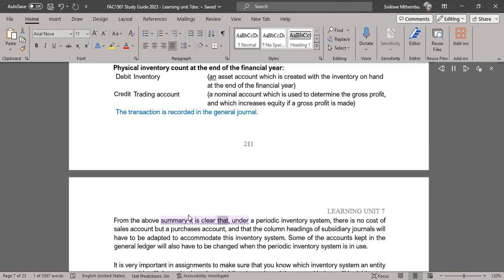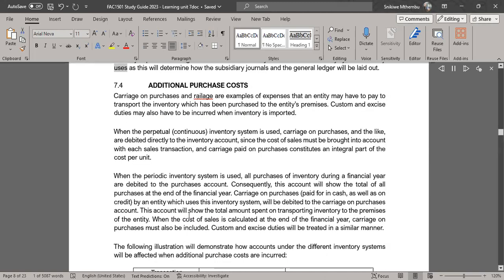From the above summary it is clear that, under a periodic inventory system, there is no cost of sales account but a purchases account, and that the column headings of subsidiary journals will have to be adapted to accommodate this inventory system. Some of the accounts kept in the general ledger will also have to be changed when the periodic inventory system is in use. It is very important in assignments to make sure that you know which inventory system an entity uses, as this will determine how the subsidiary journals and the general ledger will be laid out.